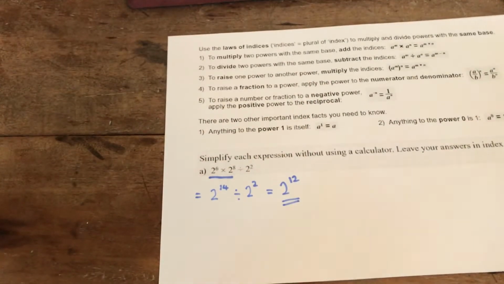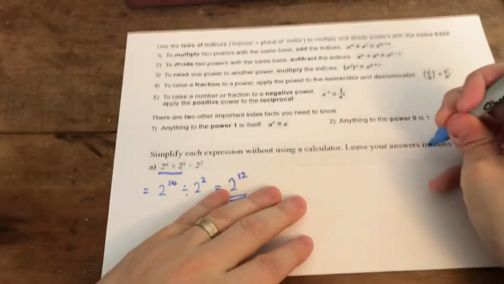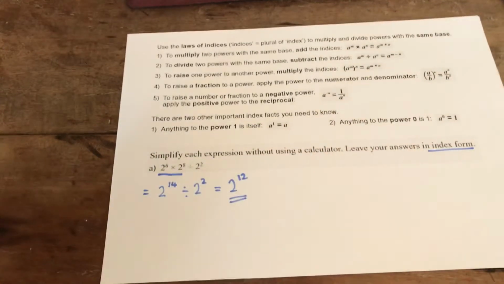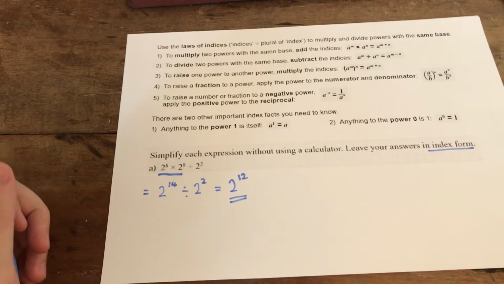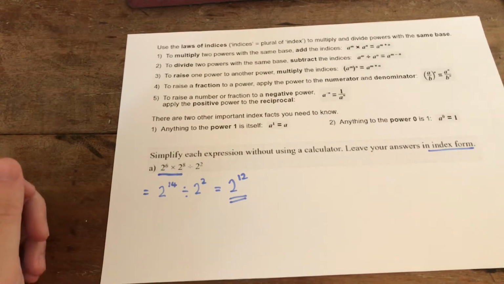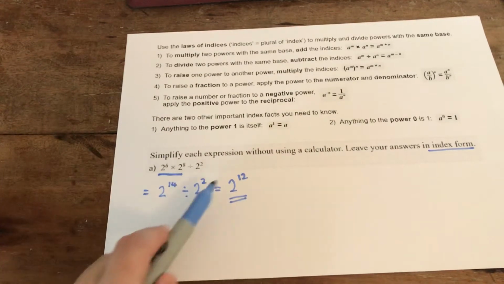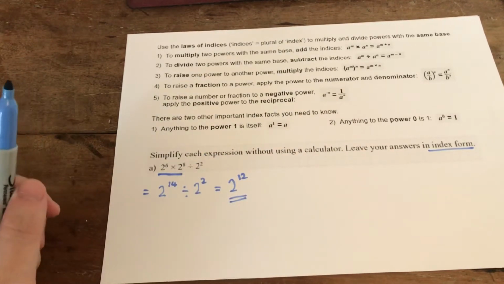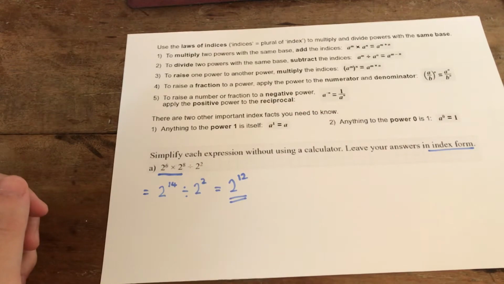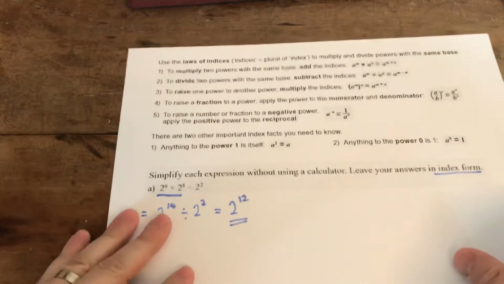Because the question asks you to leave your answer in index form, you do not need to work out what 2 to the power of 12 is. In fact, in most of these examples, you've just got to work out what you're missing. Leave it as an index. I do not believe you have to work out the exact answer in any of them.